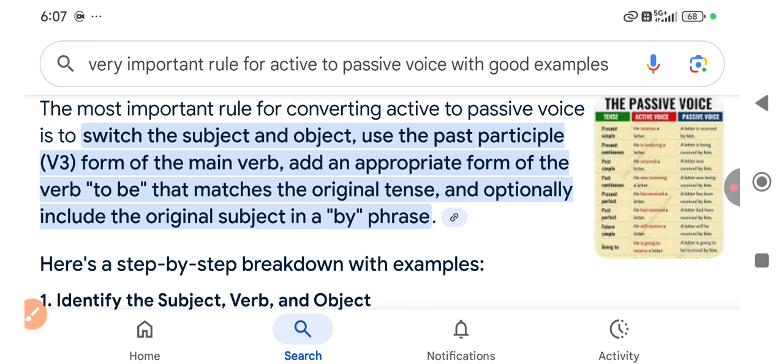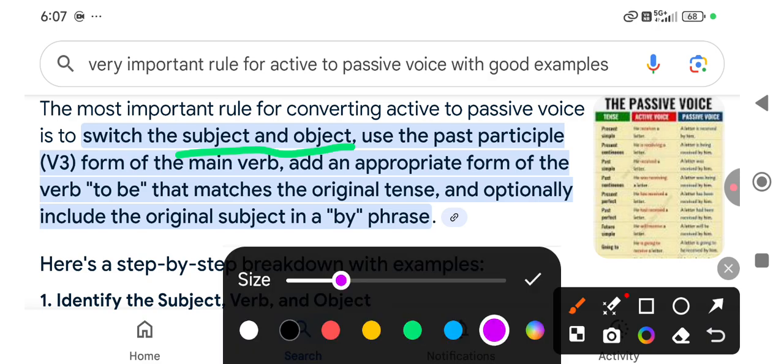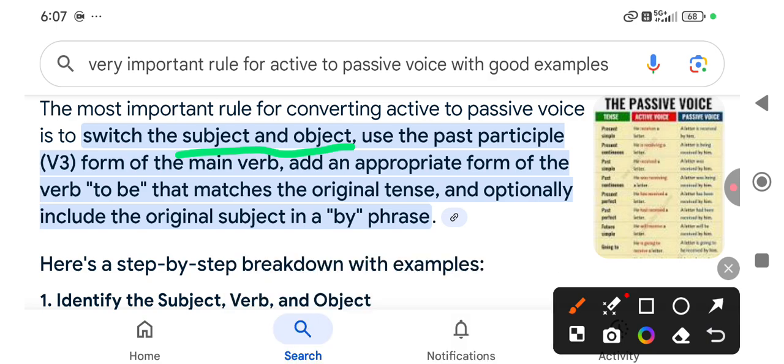Voice is a very important part of communication and writing work. Here I'm discussing voice, the most important rules for active to passive. The most important rule for converting active to passive voice is to switch the subject and object. So the first rule is that we should first of all change the subject and object. This is the first rule.